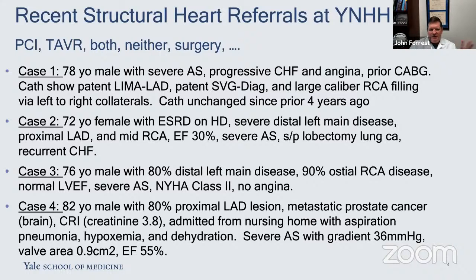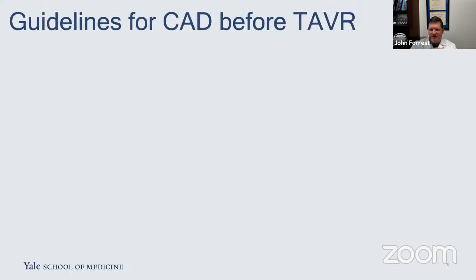And so I think the first thing is, are there some guidelines that can help us in looking at these patients? And so here are the guidelines for PCI prior to, or aortic or coronary disease prior to TAVR. And there they are right there.